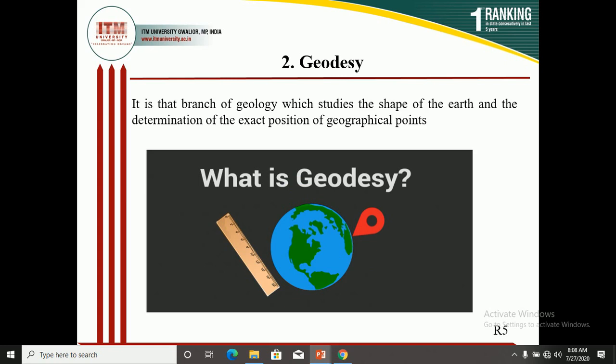Geodesy is basically the study of the earth's shape, orientation and position for the past, present and future. It means how it appeared in the past, how it is in the present, and how it will appear in the future. That particular information is collected with the help of geodesy. This particular topic we will study in detail in our next chapter.